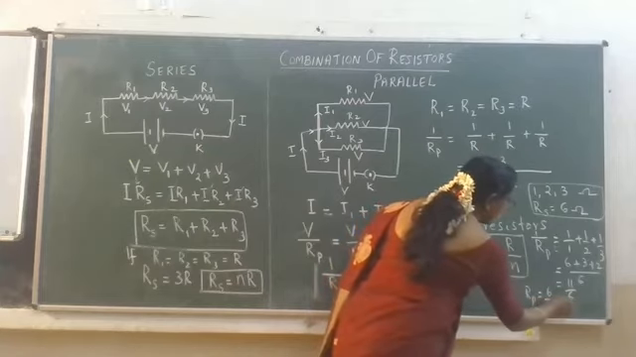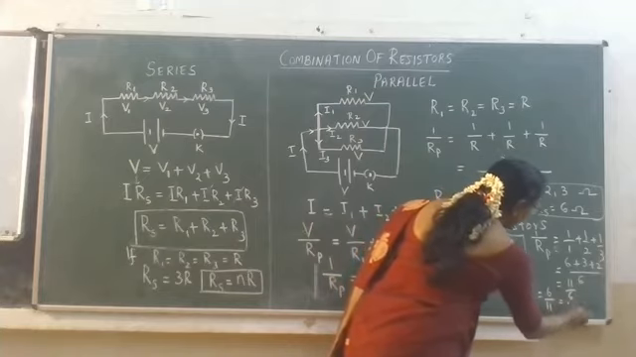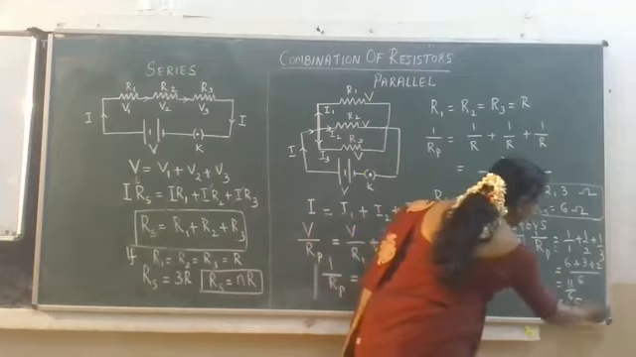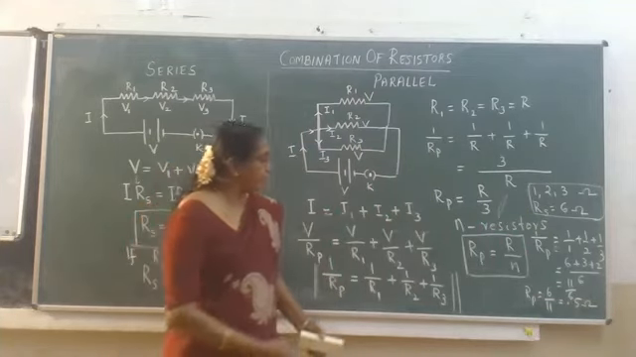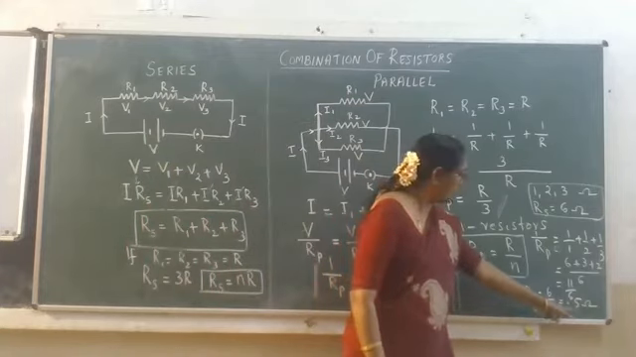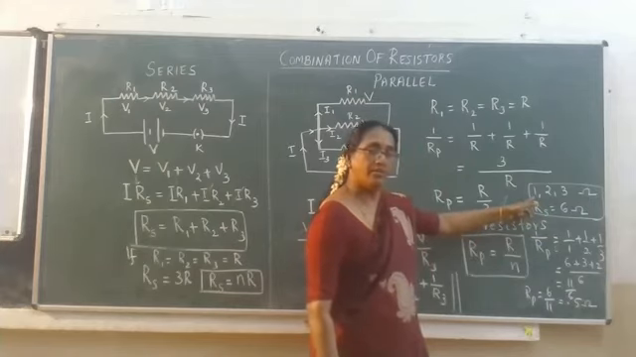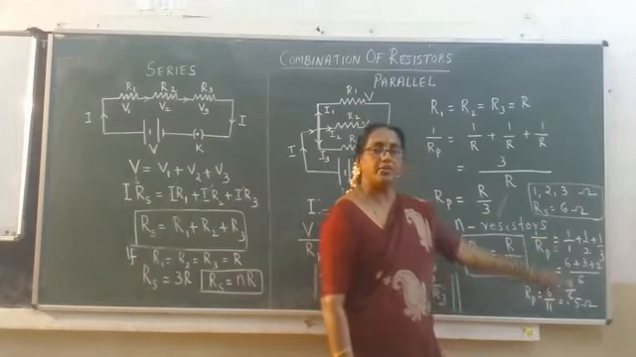6 by 11 is lesser than 1. How much is it in decimal? 0.5 something ohm you will get. So when you connect, see the value, the effective is 0.5 ohm. This 0.5 is less than 1. Is it so? 0.5 is less than 1. But this 6 is more than 3. So that's what I told you.